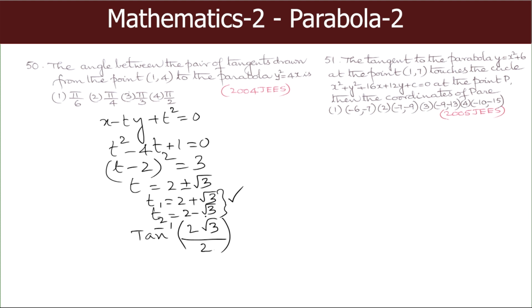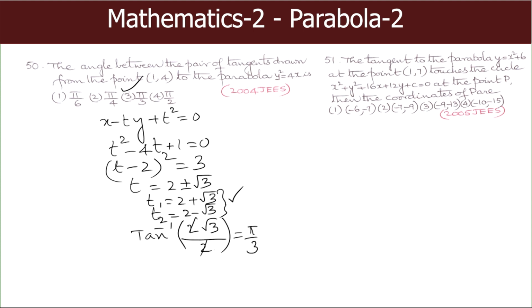The angle between them is arc tan of (m1 minus m2) by (1 plus m1 m2). The difference of these two is 4, 2√3. The product of these two is 1, 1 plus 1 is 2. So the 2 gets cancelled, so this is pi/3. So pi/3 is the angle between the 2 tangents drawn to the parabola y square equal to 4x from the point (1, 4). Screening paper of the JEE 2004.